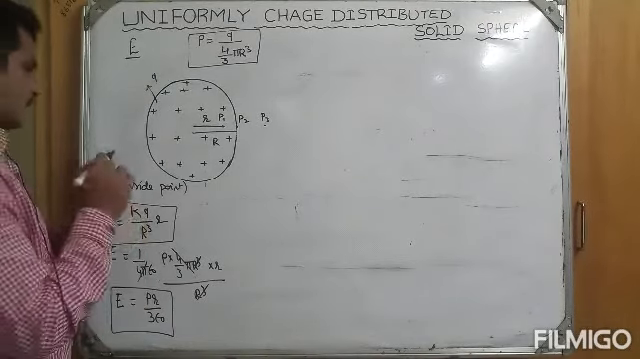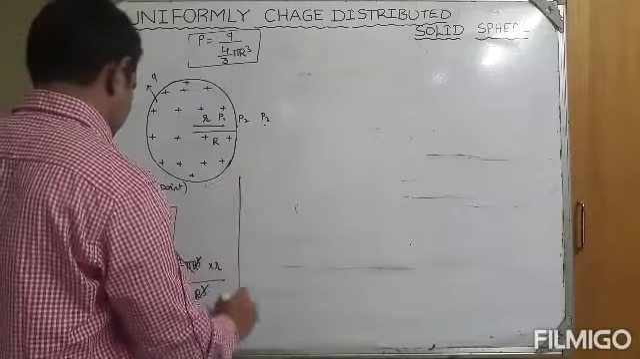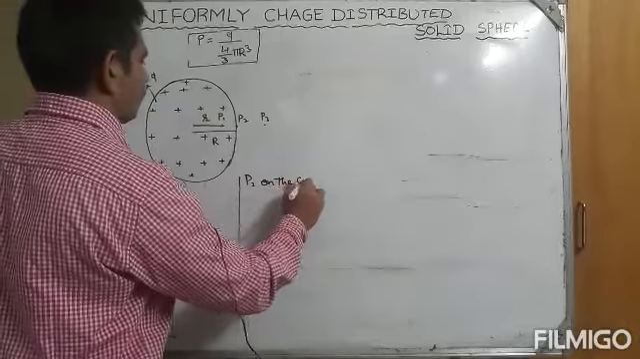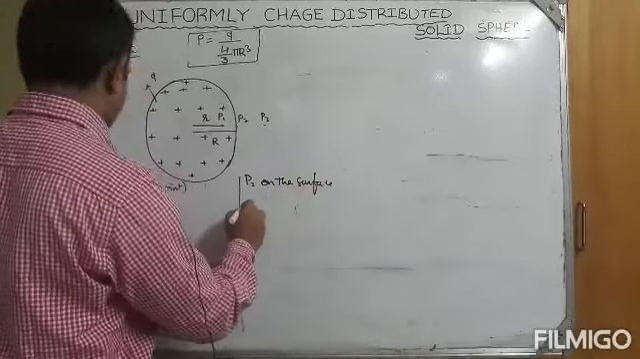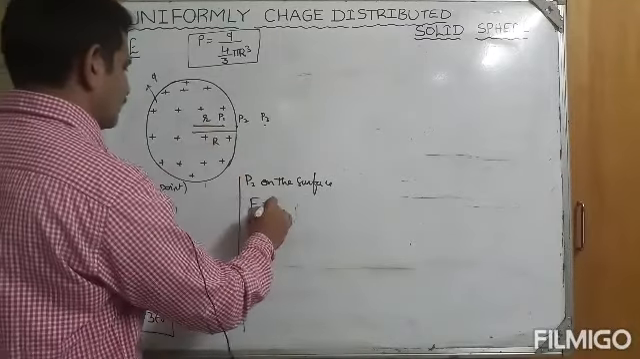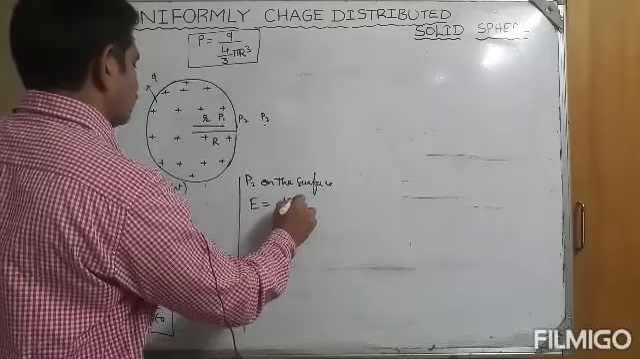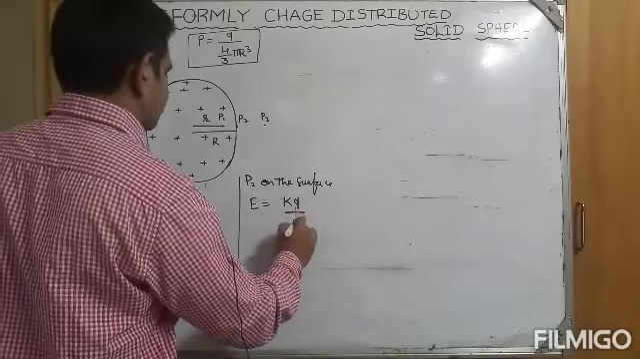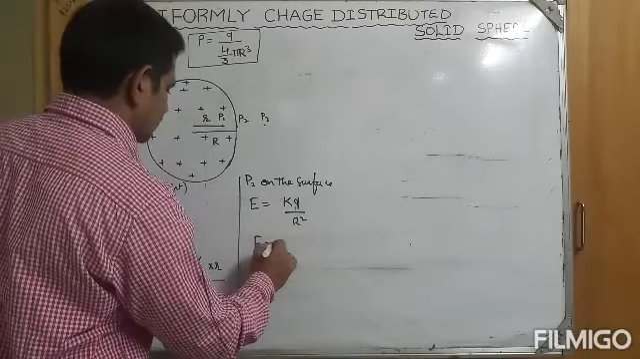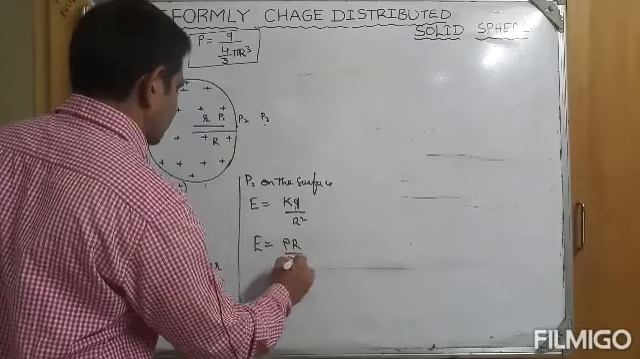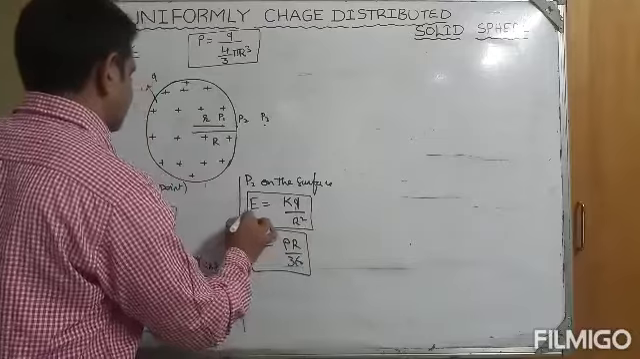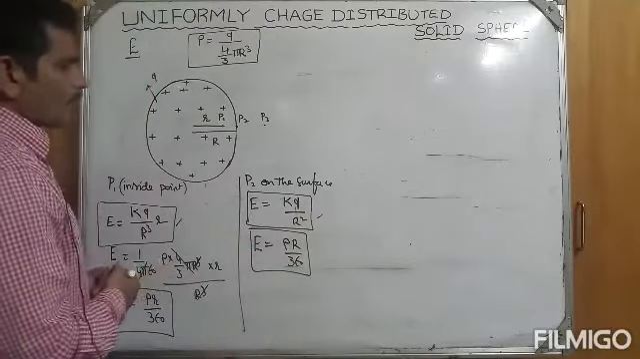If it is on the surface, P2 on the surface, we have done it: small r equals capital R. So E you can write as kq R by R cube, that is kq by R square, or otherwise, small r becomes capital R, so E equals rho R by 3 epsilon naught. Either you can use this formula or that formula, either this one or this one.